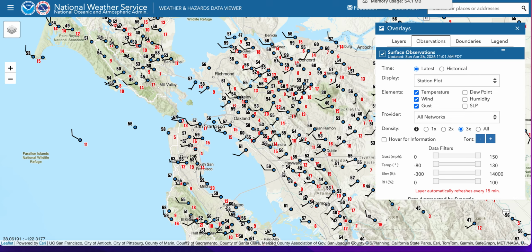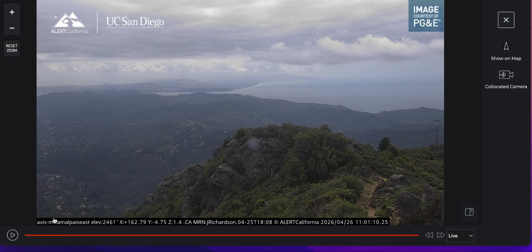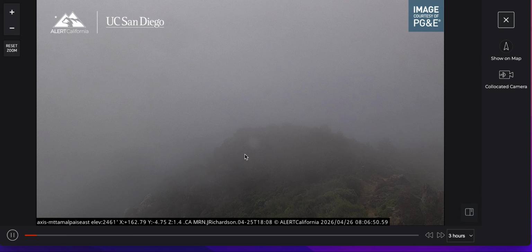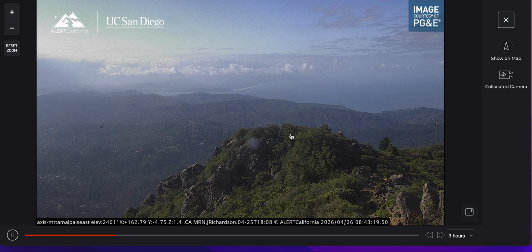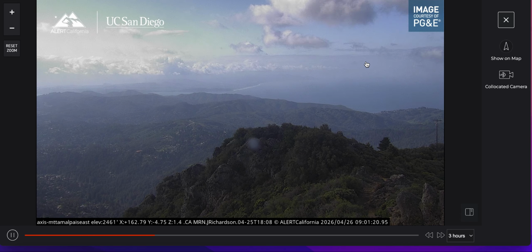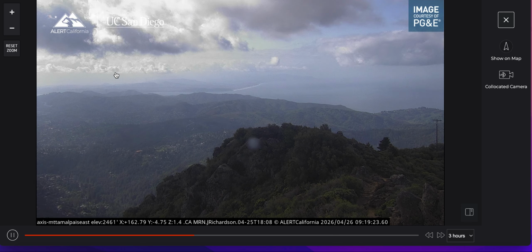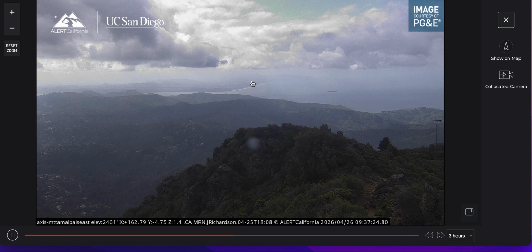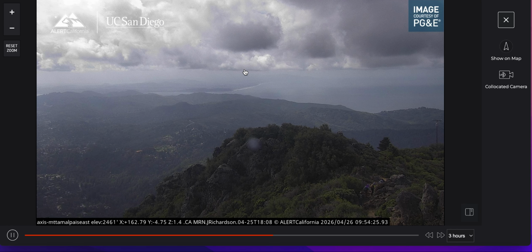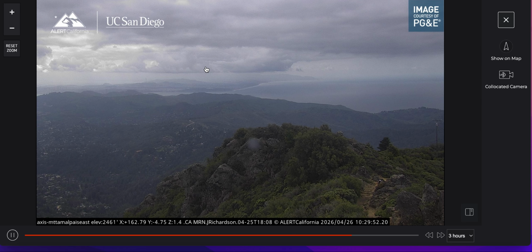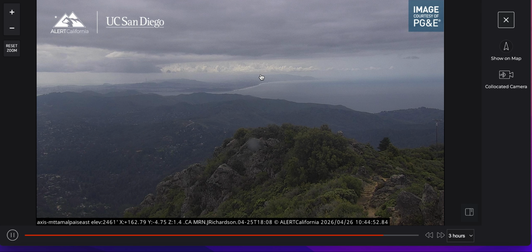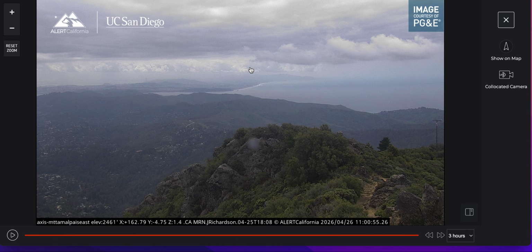And take a look at the Mount Tam camera here. Let's look at the last 3 hours. See some patches of fog this morning with those low marine clouds, and then you have this layer of fair weather cumulus. You can see there's not a lot of instability because these things aren't developing that much vertically.